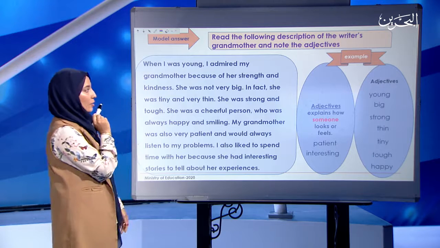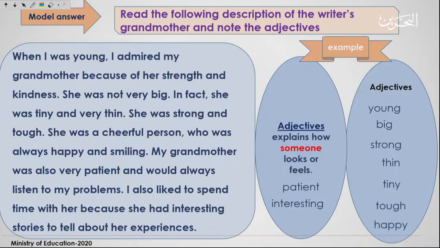So these are the adjectives: young, big, strong, thin, tiny, tough, happy, patient, and interesting. So you're describing someone. You're telling us how he or she looks and feels.